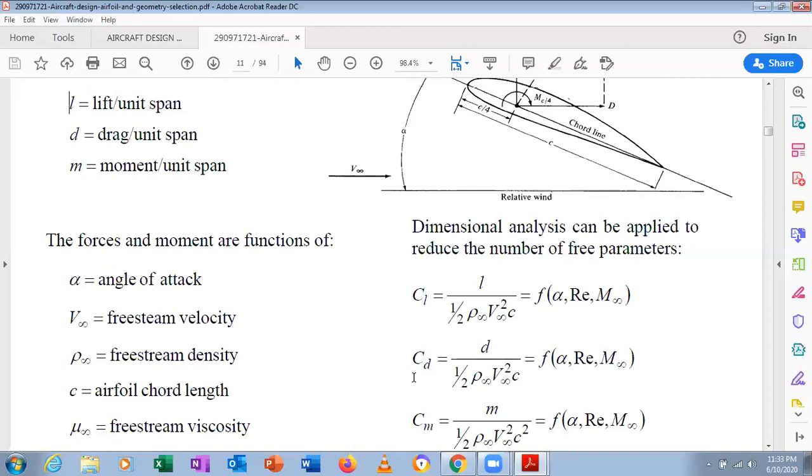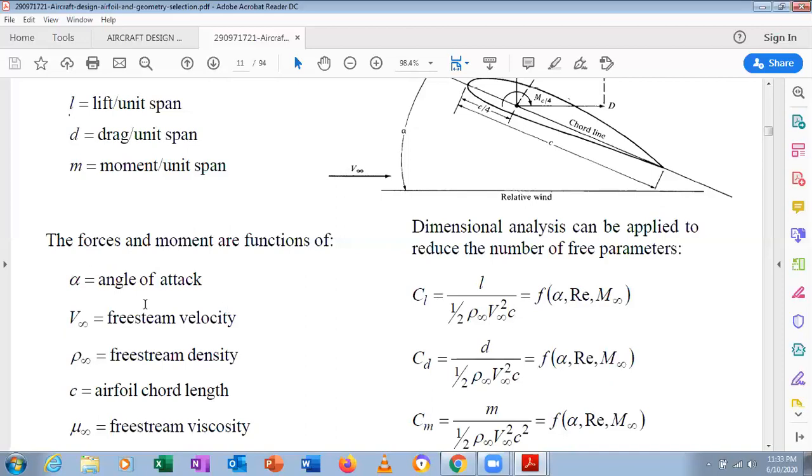And also we can see CD, with suffix small d, that is D by half rho V infinity square S. It is the same as the coefficient of lift and coefficient of drag. All the small suffixes you can see are the subscripts we are using. Small l, small d all represent 2D, that is only for the airfoils. If they are capital L, capital D, it is for the wing. It's a function of alpha, Reynolds number, and free stream Mach number.